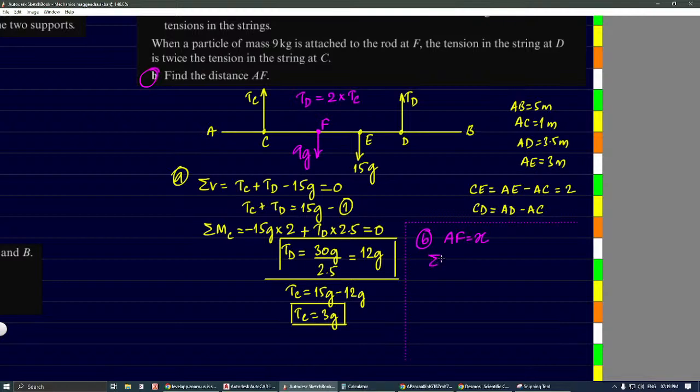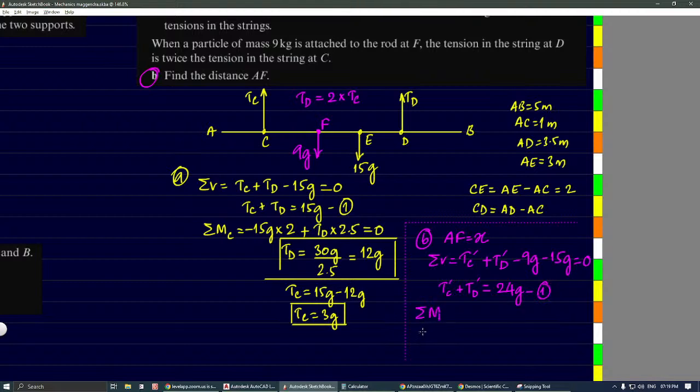So first relation again sigma V. So TC. Now this is different, because this TC and this TC are different, let us put TC dash after adding the force. So TC dash plus TD dash minus 9g minus 15g, this total should be equal to 0. So TC dash plus TD dash, 9 plus 15 is 24, so 24g. On the other side, it becomes positive. This is equation number 1.